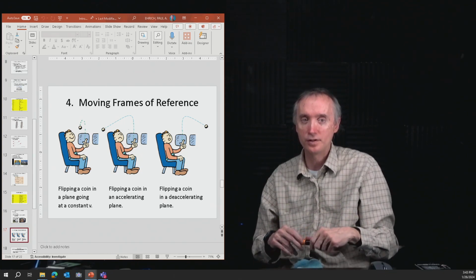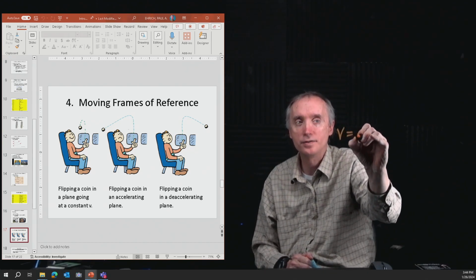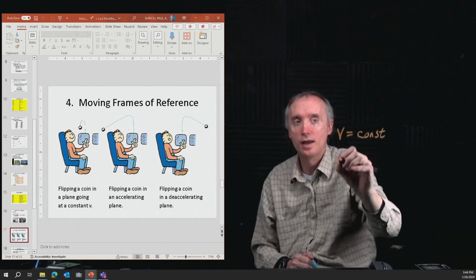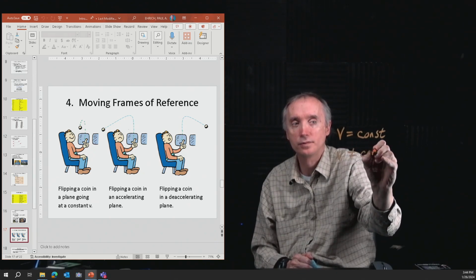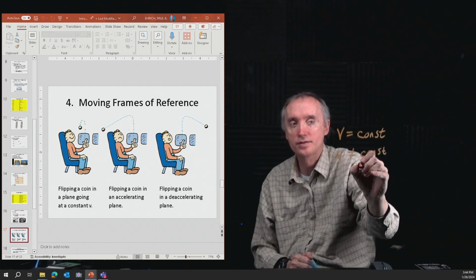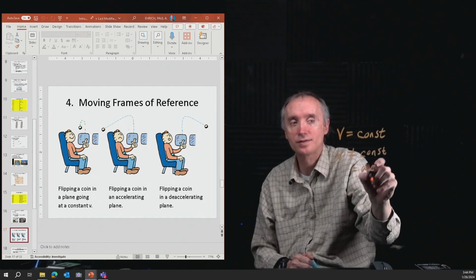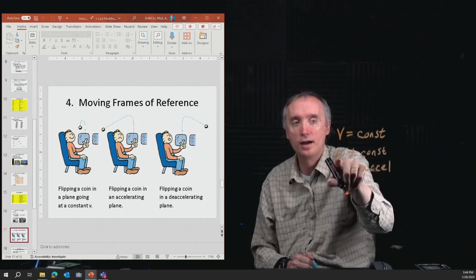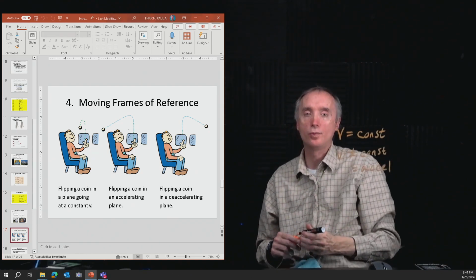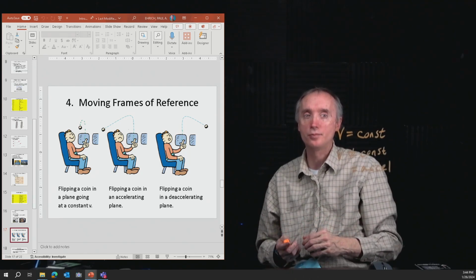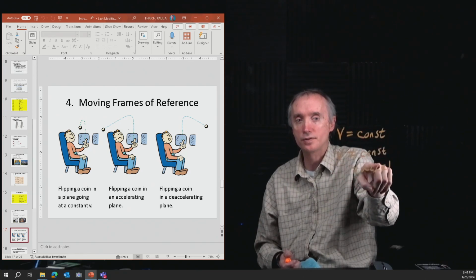Now we have to keep in mind the difference between moving with a constant velocity and moving with a non-constant velocity. And what's another name for that? That's acceleration. So when you are accelerating, then you have a non-constant velocity. And so what we want to do is compare the motion of an object in a frame of reference that's moving at a constant speed with one that is accelerating.